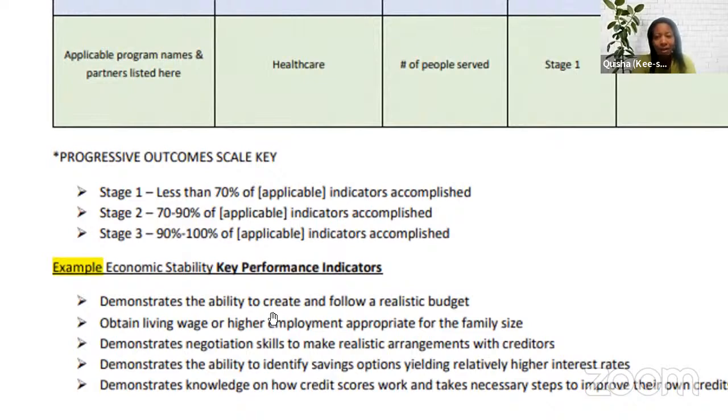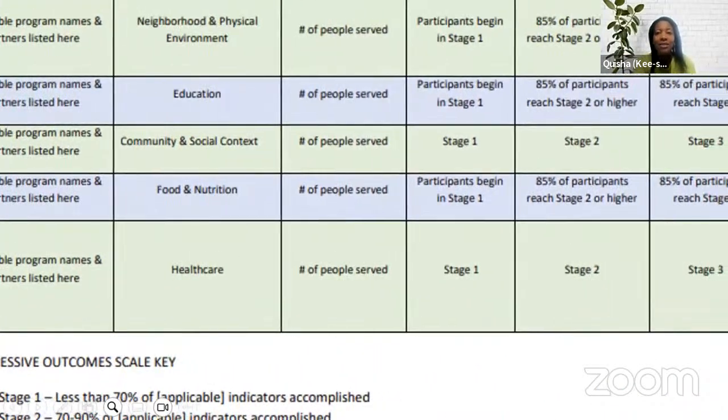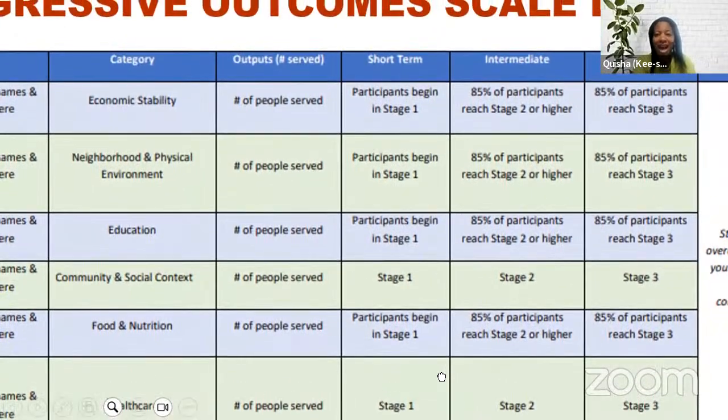Many individuals going through our program don't have high living wage or living wage employment for their family size. They might not be able to make arrangements with their creditors, and they might be falling deeper in debt. Those might have been some of the issues that we identified. But whatever the problems were, we put those into indicators, and they're used to be measured here in the progressive outcome scale logic model. As we reach each stage, that's how the measurement works.